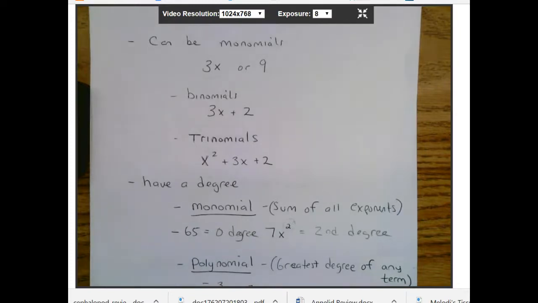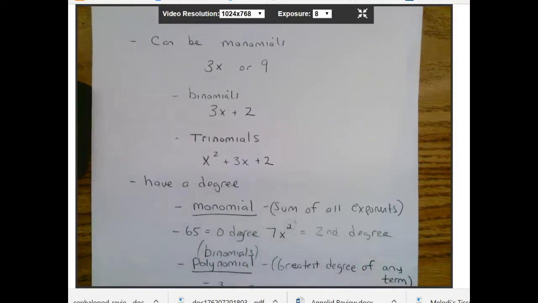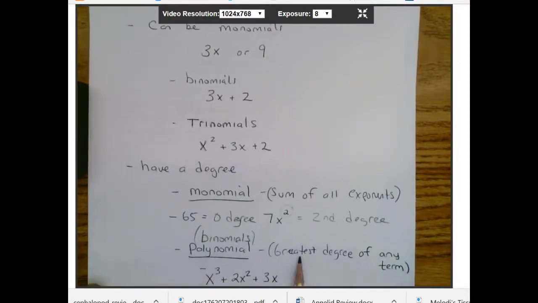And then if we kept going here, so if we go beyond these just as monomials or binomials, really, and binomials fit in with polynomials here. The degrees for binomials and polynomials is the greatest degree of any term in the expression. Okay, so here we have x to the third plus 2x squared plus 3x. So we look at each exponent. This is a 1, this is a 2, and this is a 3. So this is the greatest one. So this would be a third degree.